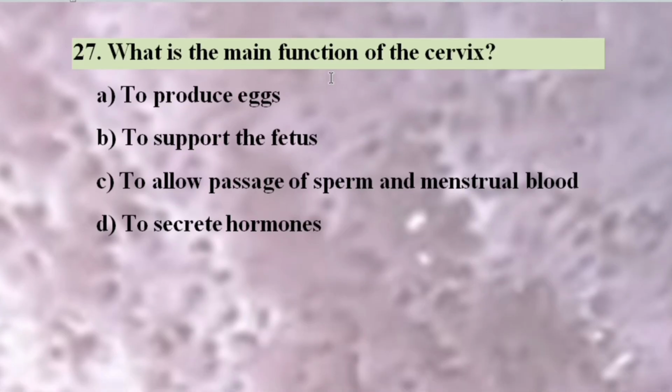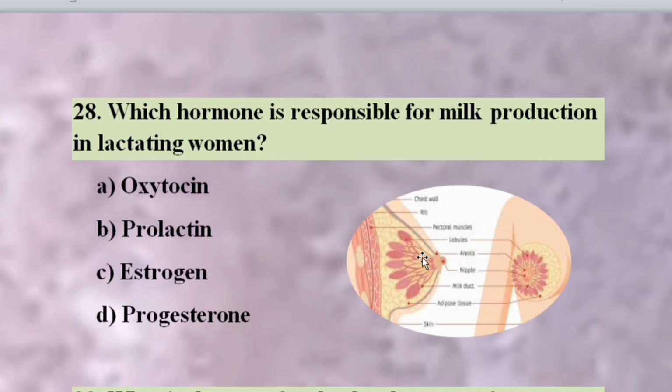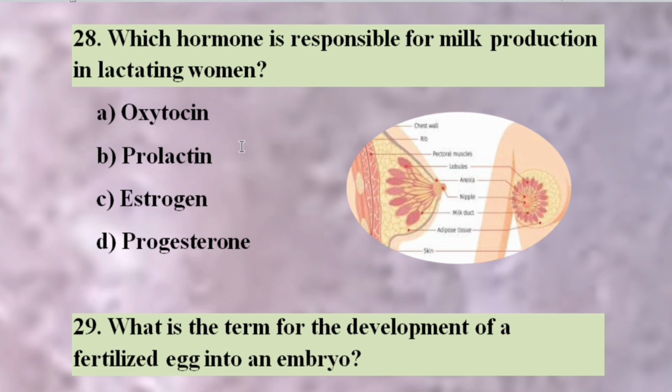What is the main function of the cervix? Alpha, to produce eggs; beta, to support the fetus; Charlie, to allow passage of sperm and menstrual blood; delta, to secrete hormones. The right option is Charlie, to allow passage of sperm and menstrual blood. Which hormone is responsible for milk production in the lactating woman? Alpha, oxytocin; beta, prolactin; Charlie, estrogen; delta, progesterone. The right option is beta, prolactin.